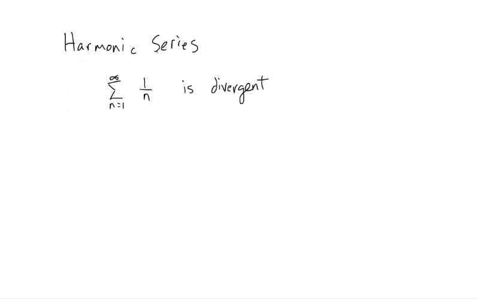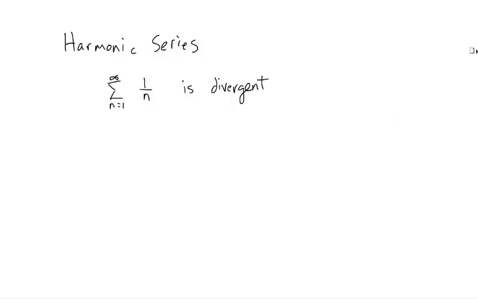In the harmonic series, we have the sum from n equals 1 to infinity of 1 over n, and this is divergent. So there's no real example because this is a special case. 1 over n is divergent, and we call this the harmonic series, and we'll use this later on in this chapter.